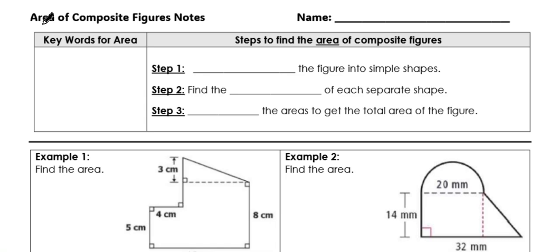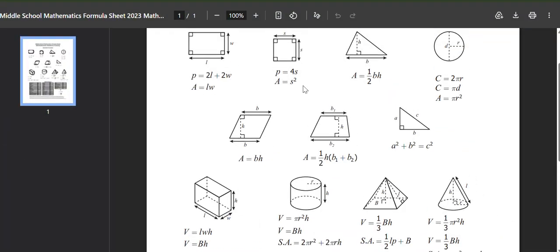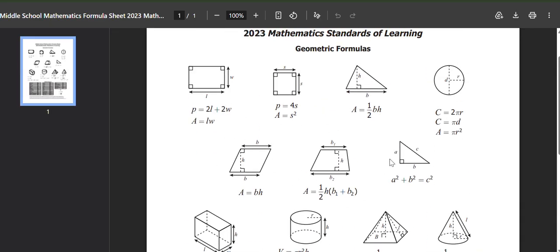Now we get to learn about the area of composite figures. So composite still means the same thing. It's more than one simple shape put together. Again, the simple shapes that we're talking about are all on your formula sheet. When we squeeze two of these shapes together, it becomes a composite figure.